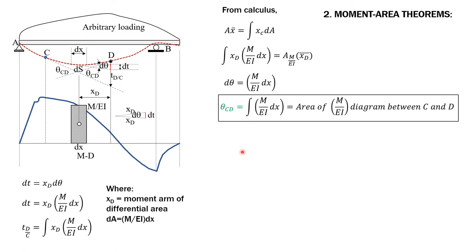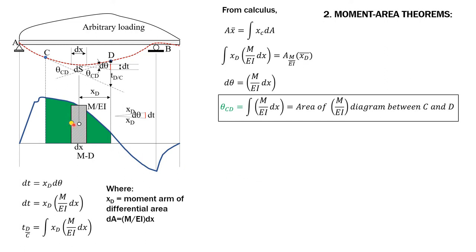So the change in slope between the two tangents is simply the area under the M over EI diagram between those two points. It is positive if the tangent from the left to the right rotates counterclockwise, which follows the same sign convention in trigonometry. That is, counterclockwise rotation is positive. So this shaded green area under the moment diagram by parts is positive, because this theta CD here is counterclockwise, and it is equal to theta CD.